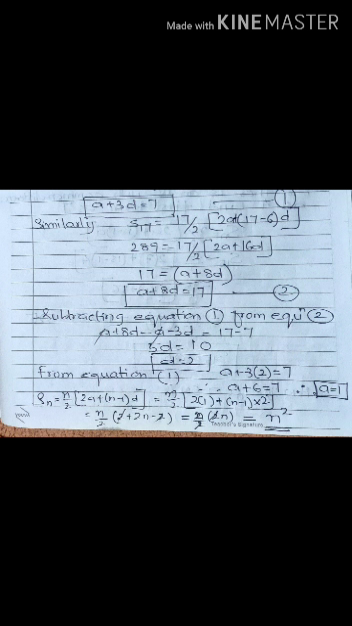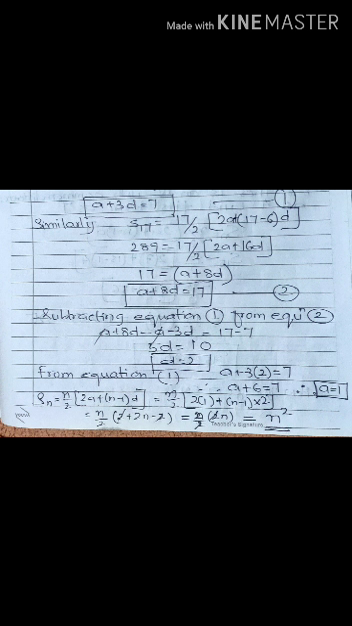Similarly, S17 equals 17 by 2 into (2a plus (17 minus 1) into d). So 289 equals 17 by 2 into (2a plus 16d). So 17 equals a plus 8d. This is our second equation. Now subtracting the first equation from the second, we get a plus 8d minus a minus 3d equals 17 minus 7. So 5d equals 10. So d equals 2.